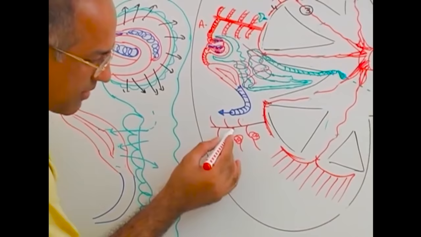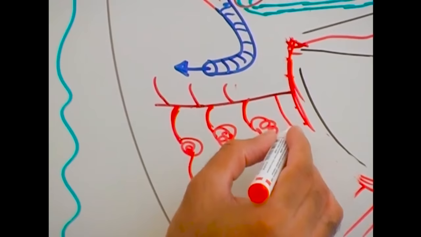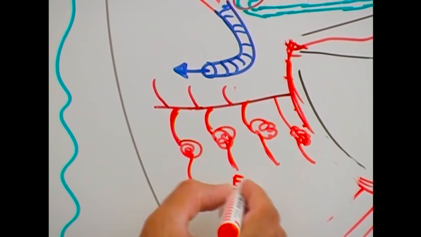These are afferent arterioles. What are these? Afferent arterioles. These are glomerular capillaries, and these are efferents. Is that right? Now, this efferent is in the cortex. This efferent is also in the cortex. This is also in the cortex. This efferent is very near to the medulla.